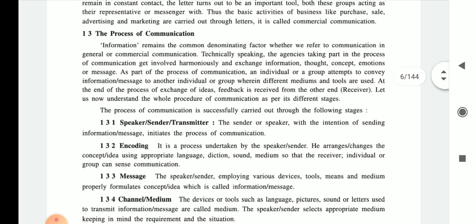Now, the process of communication. This question may be asked as a 5-mark question, so you have to tick mark it, and it is the most important question as far as your study is concerned.